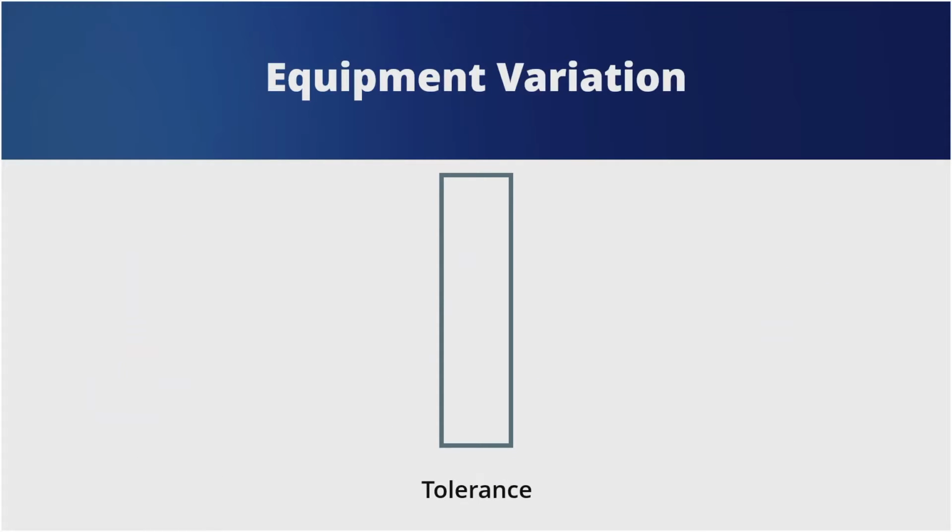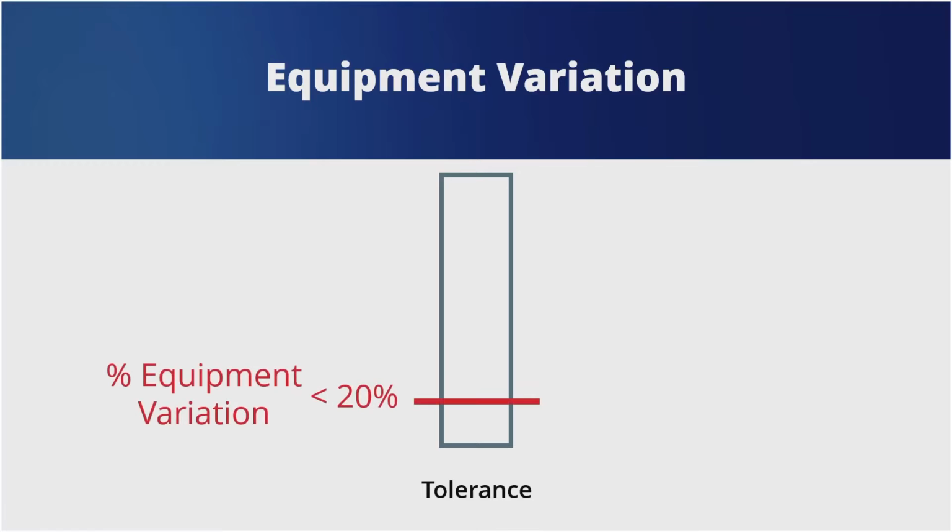The goal of the study is simple. We want to measure the equipment variation and make sure it represents at most 20% of the characteristics' tolerances. This 20% is a rule of thumb. It can be more or less depending on the applications. This value must be calculated for each key characteristic on the control plan.